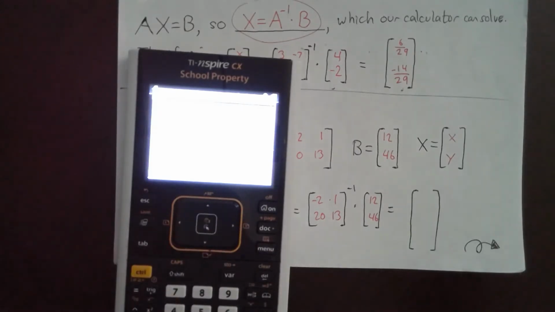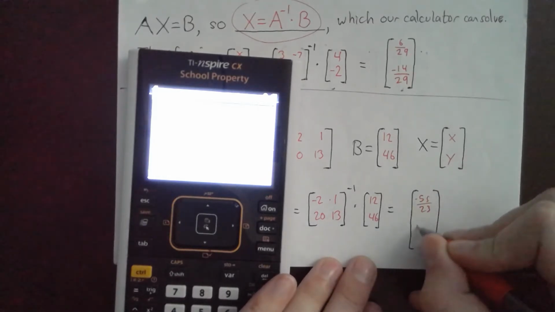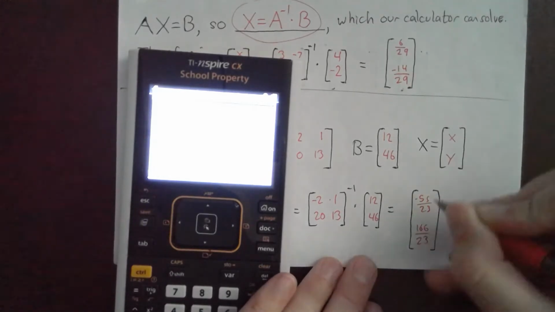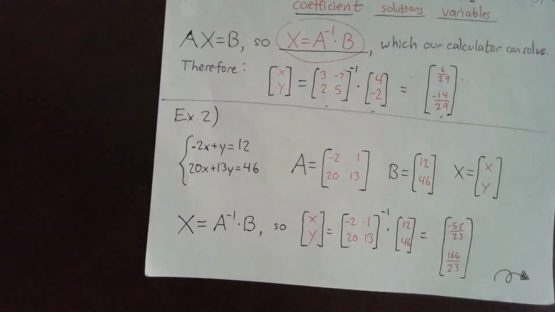And we get even worse numbers. Negative 55 over 23 and 166 over 23. So thank God we get calculators on these. All the ones I've been giving you have been very simple, maybe a fraction here or there. But now we can deal with any matrix.